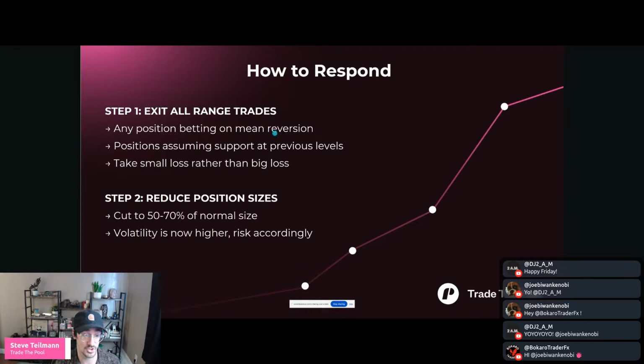So we're going to get out of our range trades, and then if we take any new trades, we're going to cut the size down to 50 to maybe 70% of our normal size. Well, why do we do this? It's because volatility is now higher. Risk is going up. And this is super important. You can't trade with the same position size in every regime. You just can't do it.